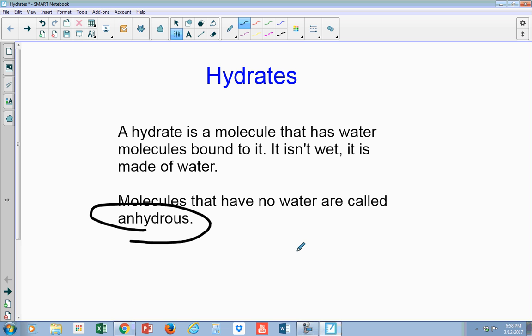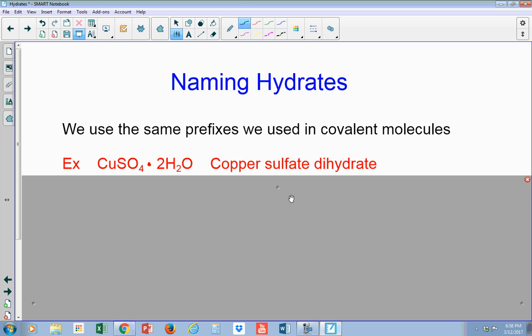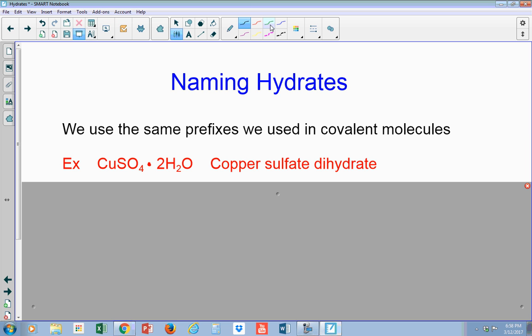And so you have to be careful when you say, I want sodium chloride. It might have water, and different amounts of water, bonded to it. We use the same prefixes to indicate the number of water molecules, just like we did in covalent molecules. So remember mono and di and tri and so forth. So let's look at this one here.